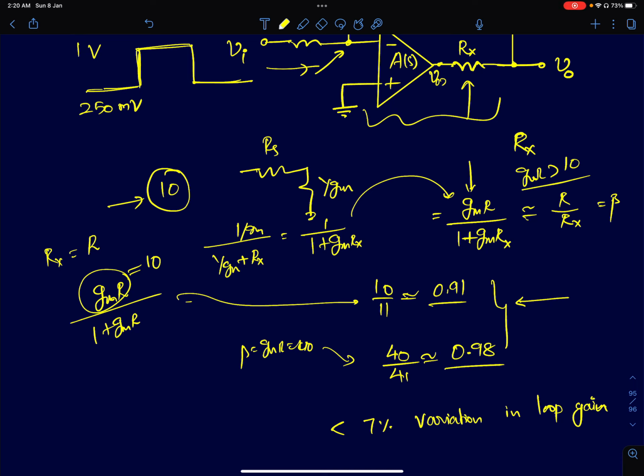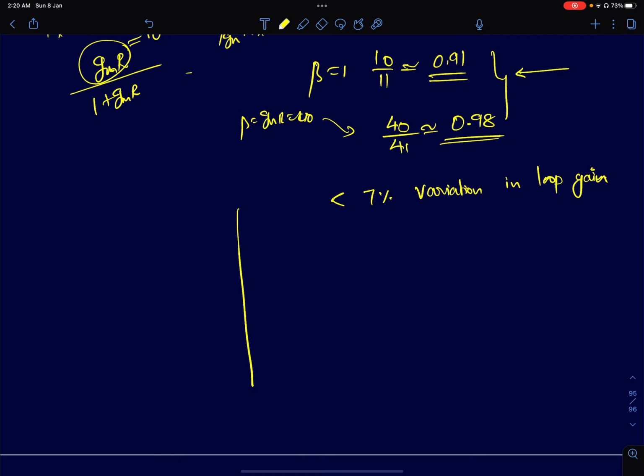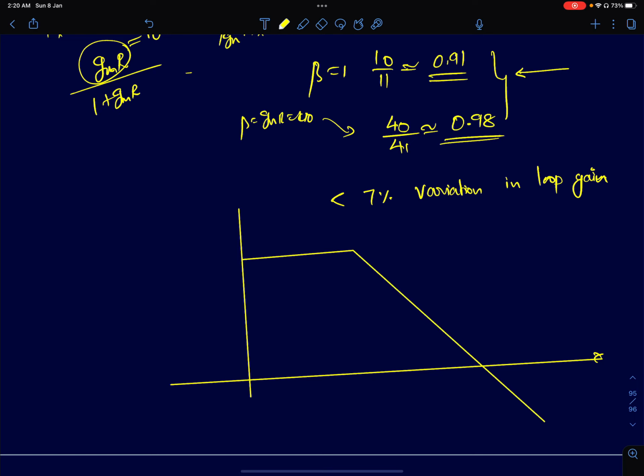On top of that, since beta was 10, it was creating a problem for us. Now beta is just 1. It's close to 1. It's 0.91 or 0.98. So your loop gain remains more or less the same. If you recall the loop response, the open loop response was looking something like this. You had one pole, and the second pole was coming much later after the UGB. Now this gets multiplied by 0.91 or 0.98. So beta is 0.91 in the first case and 0.98 in the second case. So more or less, the phase margin will remain the same.